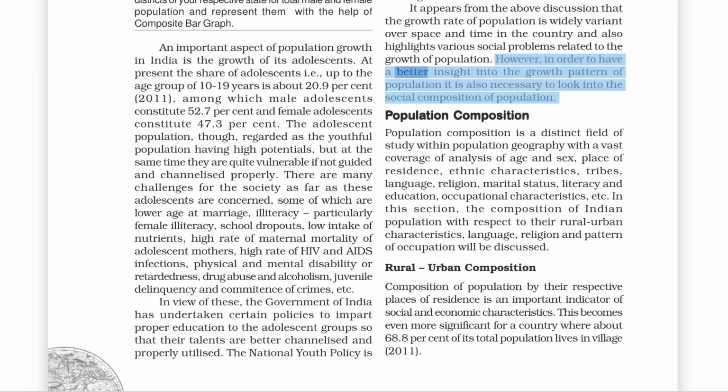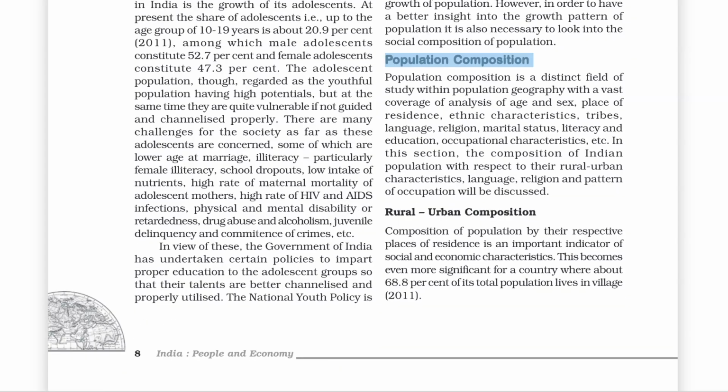However, in order to have a better insight into the growth pattern of population, it is also necessary to look into the social composition of population.